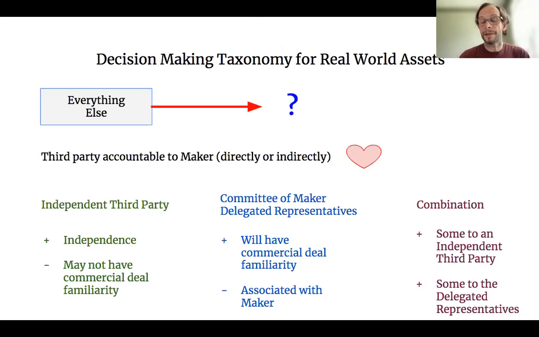You could have a committee of delegated maker representatives. The advantage that they would have is they're going to have some familiarity with the deal, because that in effect will be what they've been tasked to do. And because maker doesn't exist, they won't necessarily have a fiduciary duty to maker, but there's going to be a reputational responsibility that they have to maker.